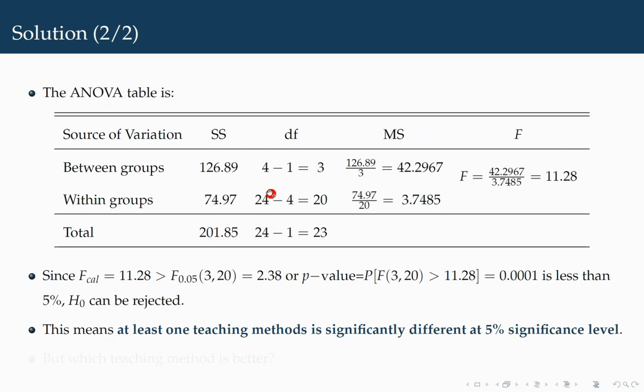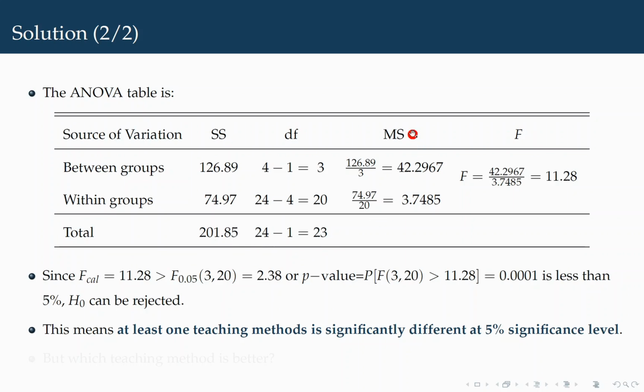For the within groups, n minus g, n is 24, the total number of observations in all the 4 teaching methods, minus the number of groups, which is 4, then the degrees of freedom for the within groups is 20. The sum of the two provides the degrees of freedom for the total, that is n minus 1, which is 23.